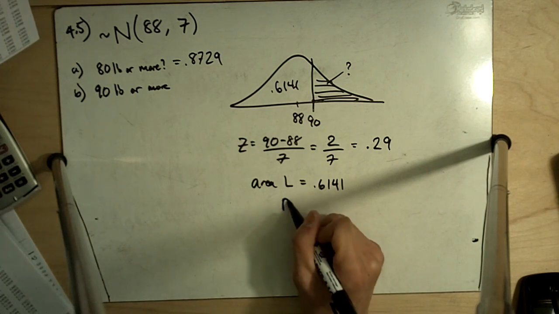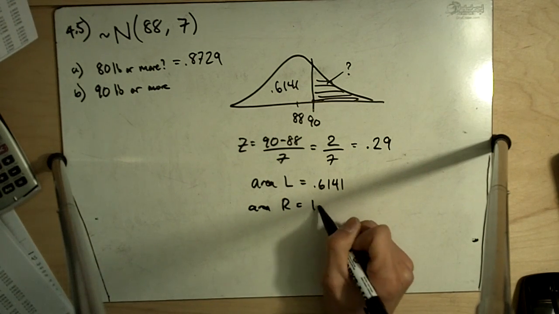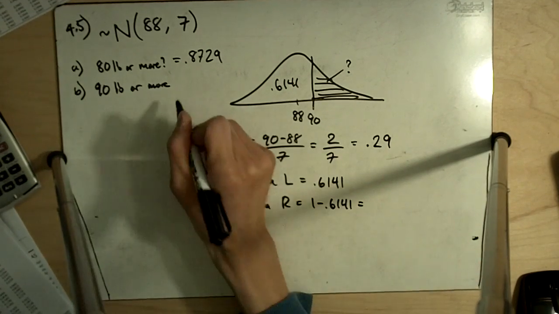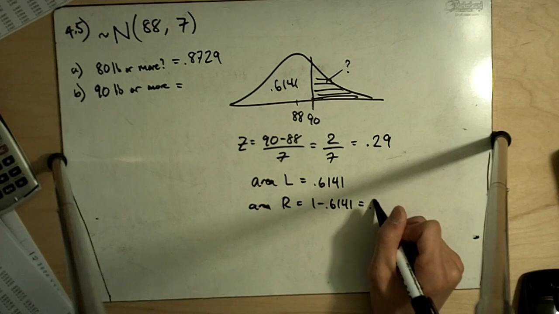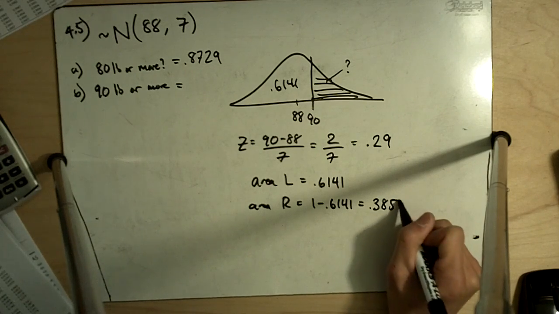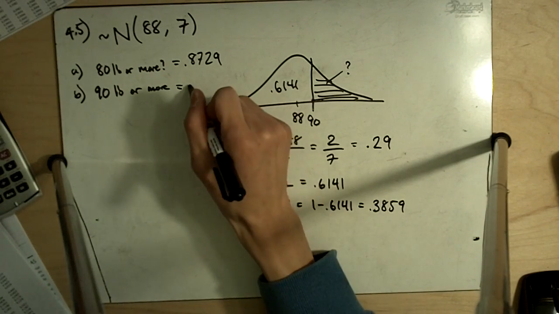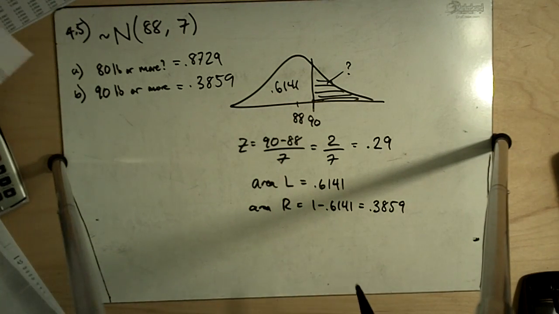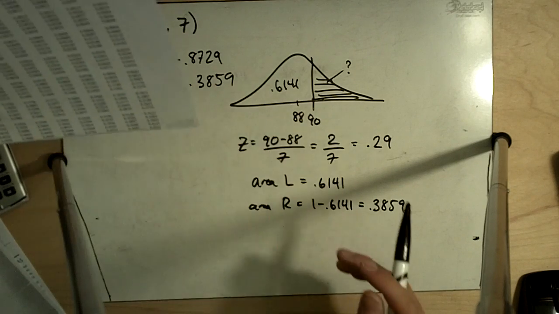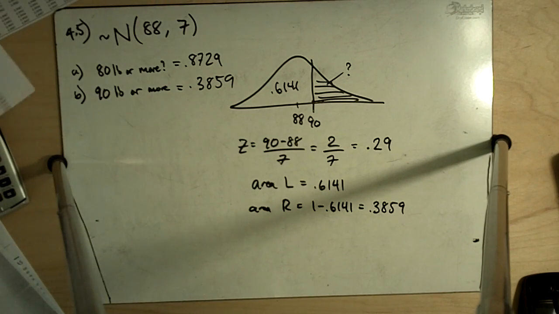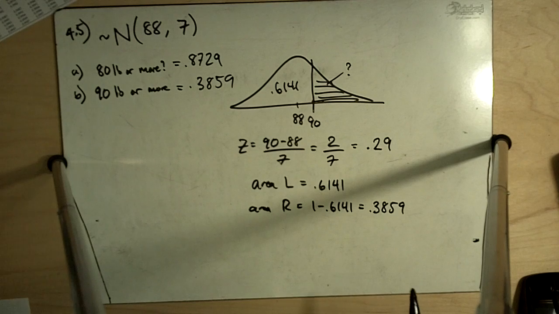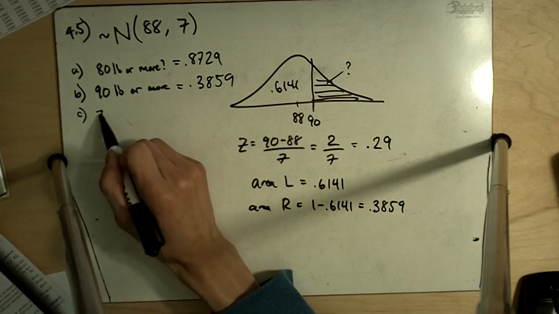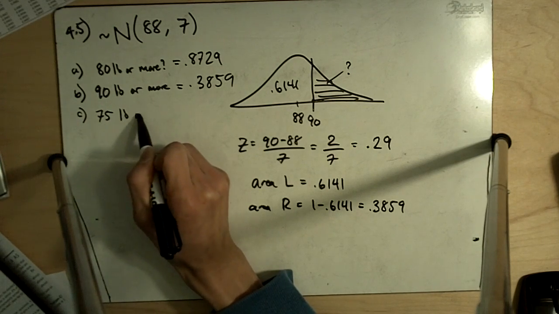So the area to the right is 1 minus 0.6141. And if my mental math is correct, we're going to have 0.3859. Part C asks for 75 pounds or less.